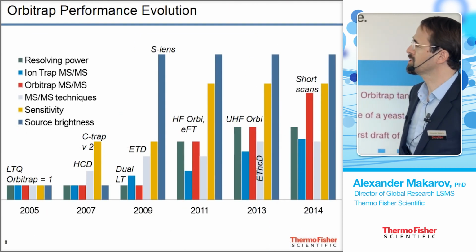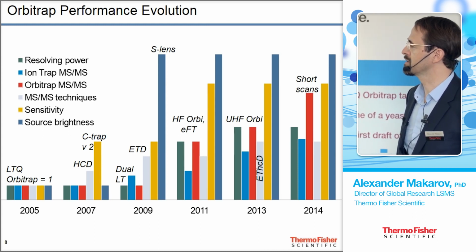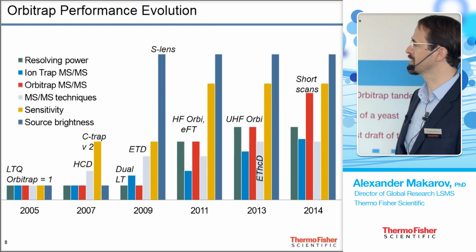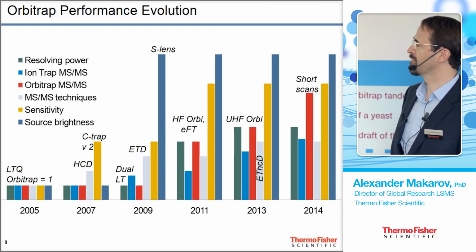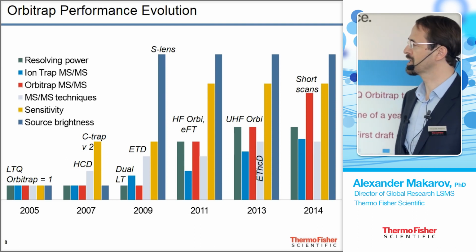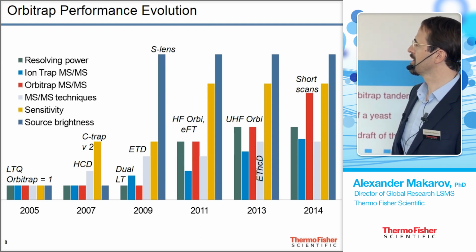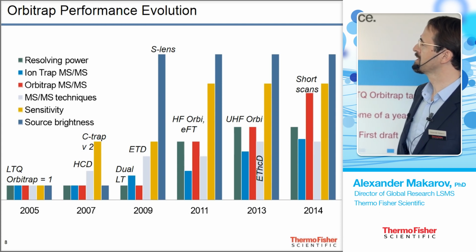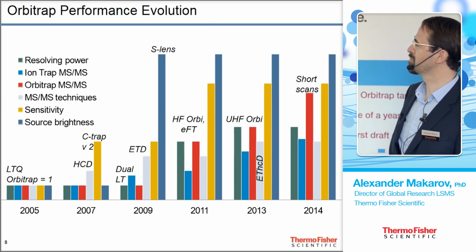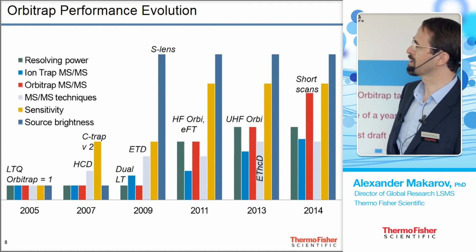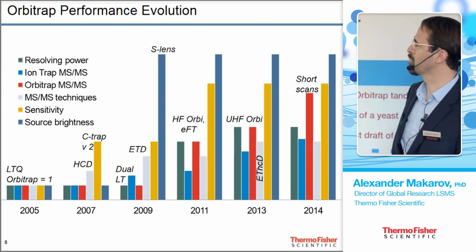So, since the original introduction in 2005, there were many improvements on all parts of the technology. There were a couple of generations of C-trap. There was additional fragmentation in the form of higher energy collision-induced dissociation in a dedicated collision cell, then electron transfer dissociation, later electron transfer dissociation combined with HCD. We had the S-lens to improve the performance of the ion source. And here you could see how each of those crucial analytical parameters was developing with time. And of course, each time we were introducing a new instrument to enforce these features.